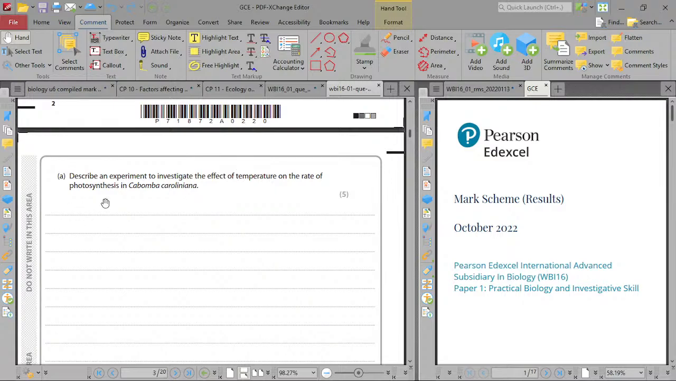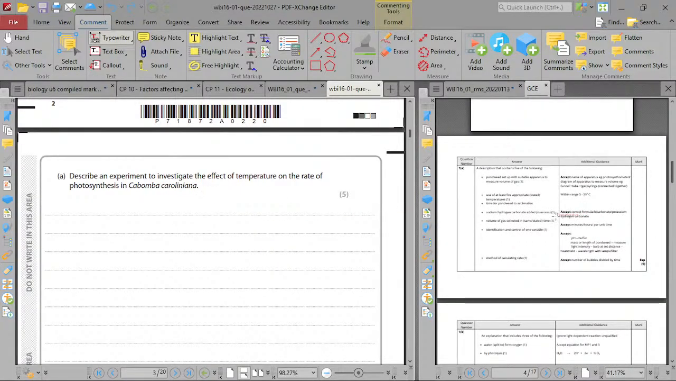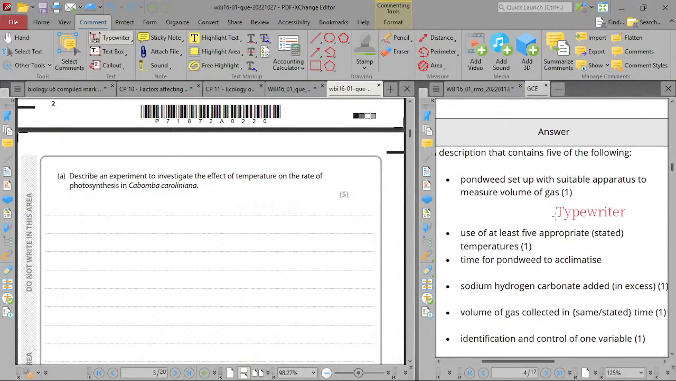Temperature on the rate of photosynthesis this time. So again, it's the same thing. How do we change the temperature using a water bath? Keep what control variables the same. Keep the light intensity the same. Keep the light wavelength the same using a filter or using white light.